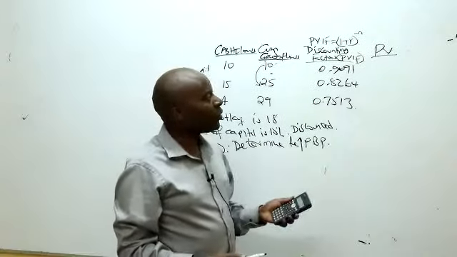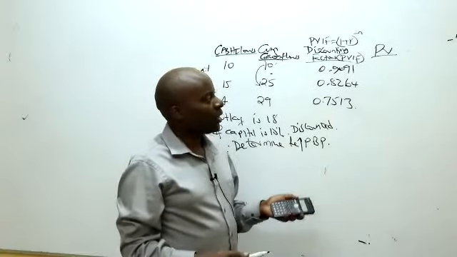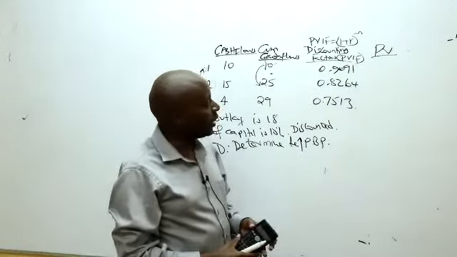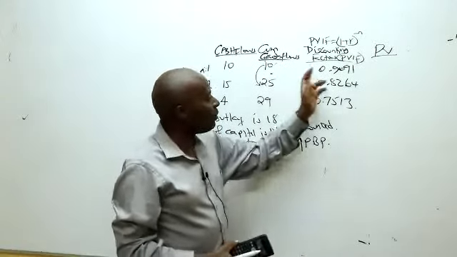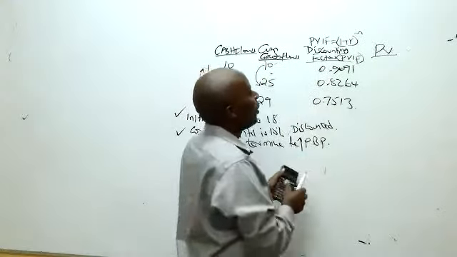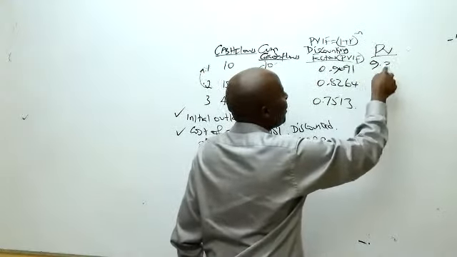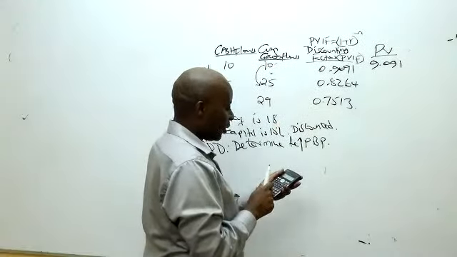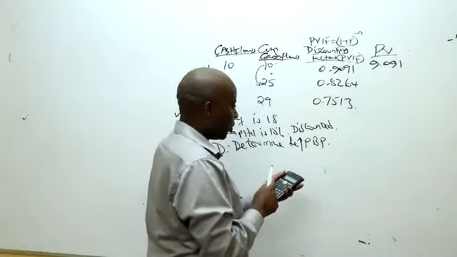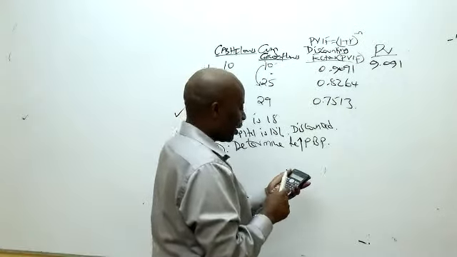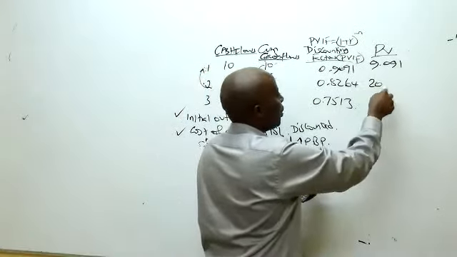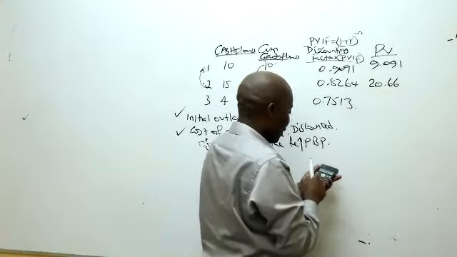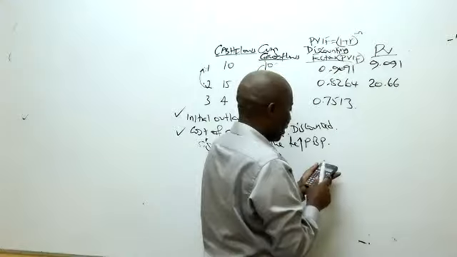And then you come and create a column of discounted cash flows, where you discount now your cash flows. Discounted cash flows are also known as what here? Present values. So please come and multiply, like now this and this will give me 9.091. And then we have 25 times 0.8264, giving me 20.66. And then lastly, we have 29 times 0.7513, giving me 21.79.